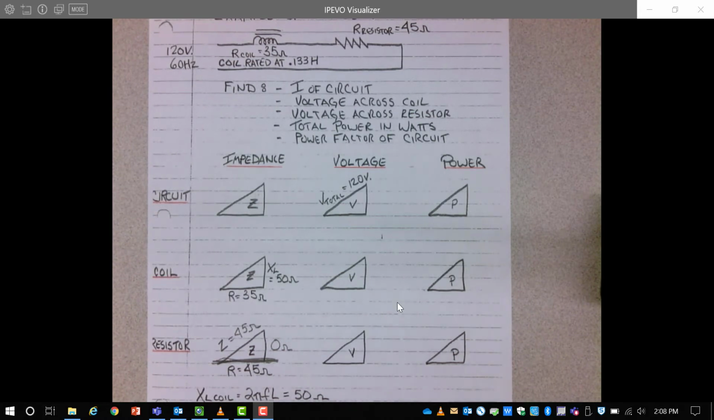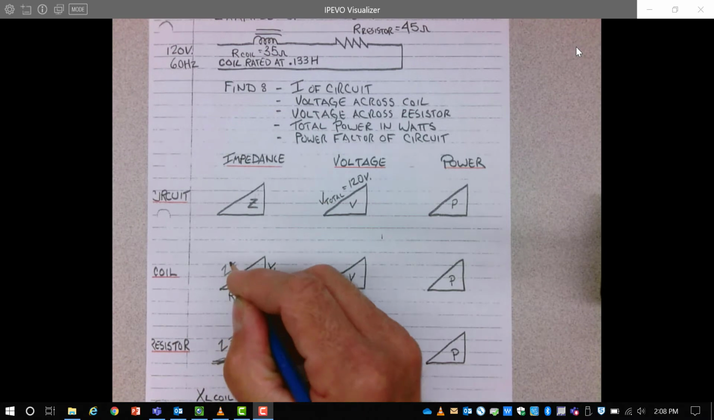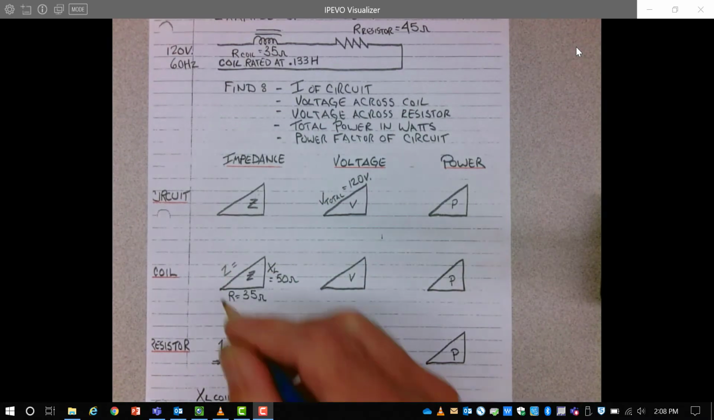Now, once we have the values on the triangle for this circuit, we work from the values we have to the values that we don't know. And where we can start here is on the coil triangle. We know the resistance and inductive reactance of that coil. And to figure out the impedance, we simply use Pythagoras' theorem, c squared equals a squared plus b squared. And the value you should get for impedance of the coil should be 61 ohms.